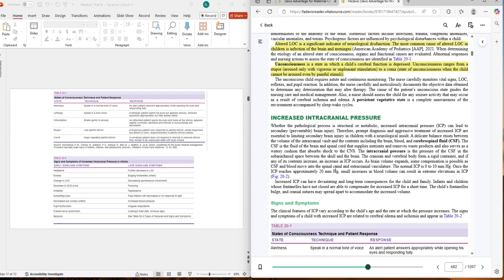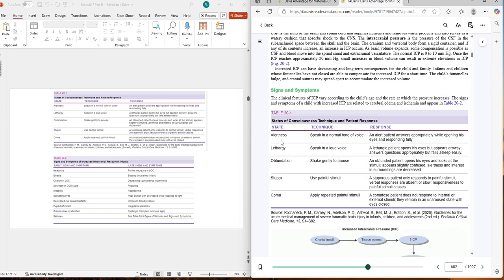There's a chart in your book on page 682. It's also listed over here of the different types of terms and states. So alertness is what we all hope to be right now. I hope you are. Lethargy is speaking in a loud voice. They appear drowsy, but you have to speak loud to get them aroused. Obtundation is shaken gently to arouse. Stupor, they have to use painful stimuli. And then coma, they apply repeated painful stimuli. And if they don't respond, that means that they are in that unaroused state. Okay, so just be familiar with those terms.